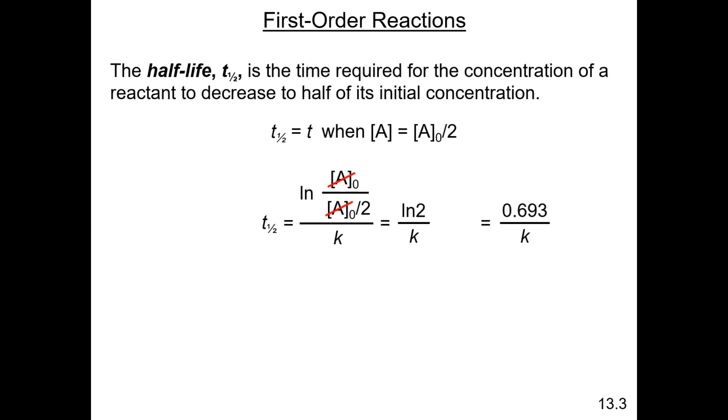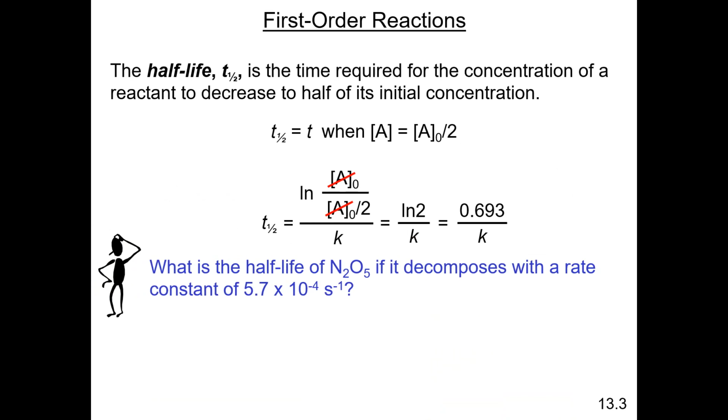All right. So let's apply what we have just learned to this particular question. It says, what is the half-life of N2O5 if it decomposes at a rate of 5.7 times 10 to the minus 4 seconds to the minus 1? In this particular case, it gives you the rate constant, not the rate, but the rate constant. I neglected to read that carefully.